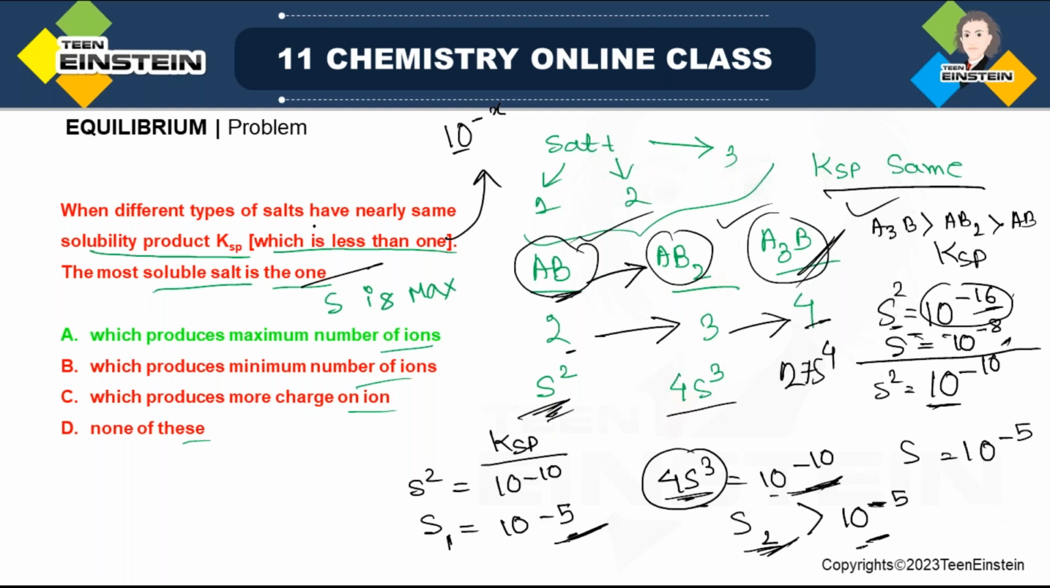Okay, and this is true because Ksp is lesser than 1. Here it is clearly mentioned in the question, but even if it is not mentioned, you have to understand it, because for a sparingly soluble salt Ksp is always lesser than 1. It cannot be greater than 1, otherwise it will not be a sparingly soluble salt. Okay, so this question does not involve calculation, but it is a very conceptual question, a very tricky question, and obviously very interesting.